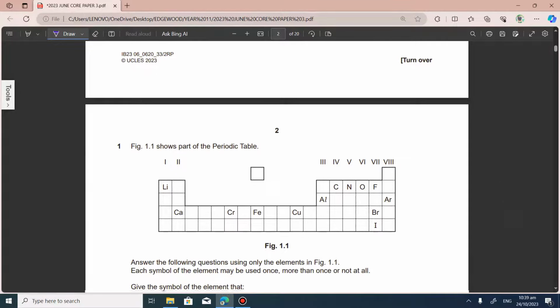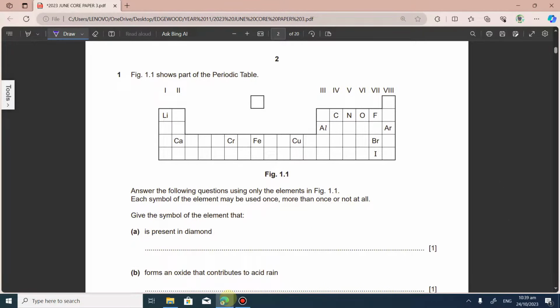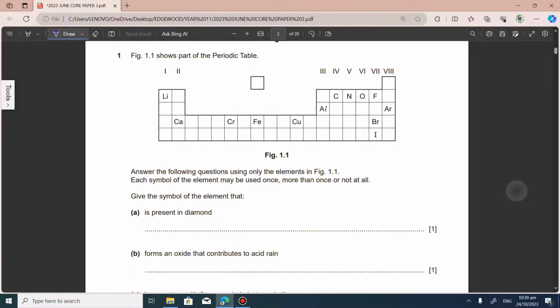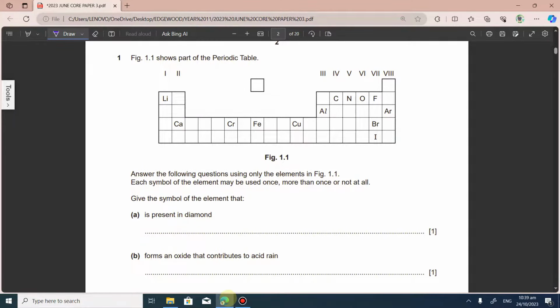Okay, so let's go straight into the business of the day. We'll start with the first question there. It says figure 1 shows part of the periodic table, and this is a periodic table already drawn. And it says answer the following questions using only the elements in figure 1.1. It's always good that you read the instructions. It says each symbol of the element may be used once, more than once, or not at all.